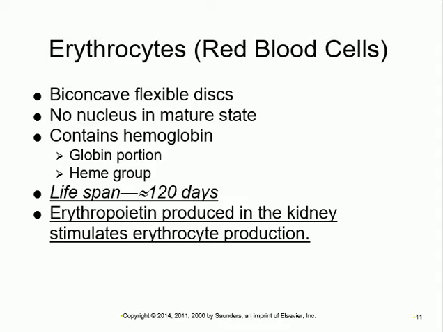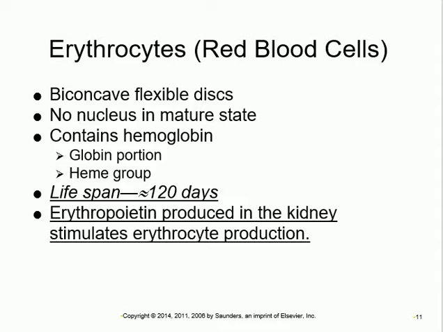How about the heme part? This is the part that contains the iron. The iron is important, so we're going to take that iron back to the bone marrow. How about the remnants? The remnant is called bilirubin. And bilirubin is something that we need to get rid of. Are we okay so far?